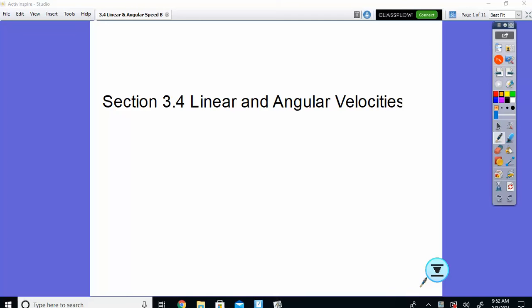Talking about is velocities, linear and angular velocities. This is going to have some formulas in it. So just like the formulas I gave you earlier, we've had two already, S equals R theta and A equals 1/2 R squared theta. You don't have to memorize these.